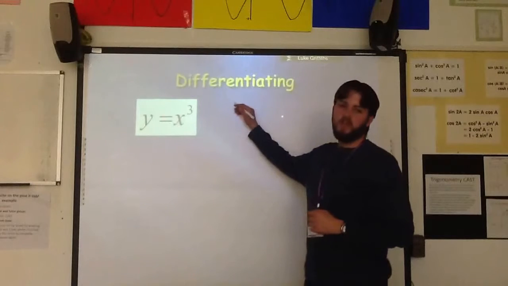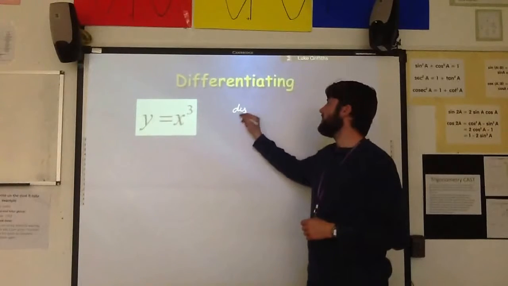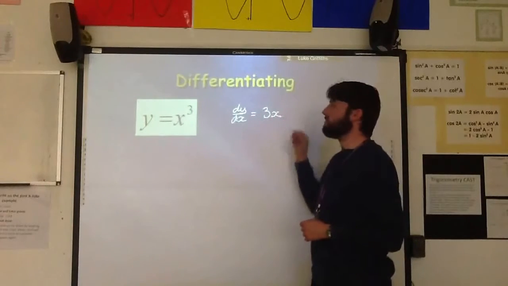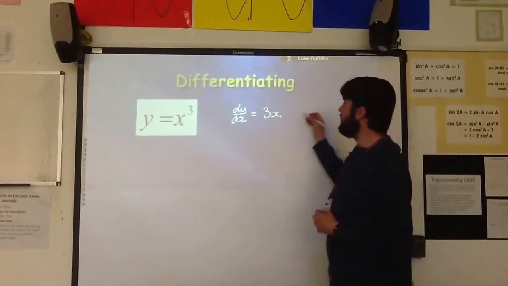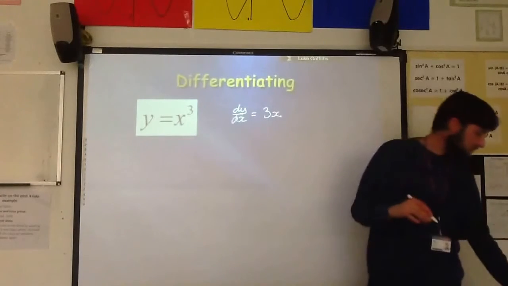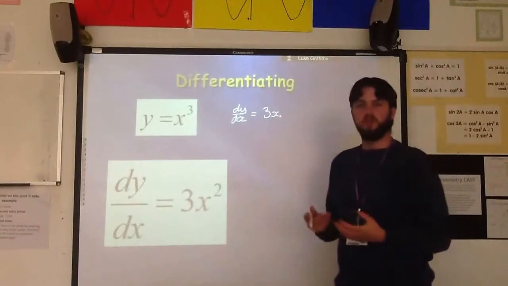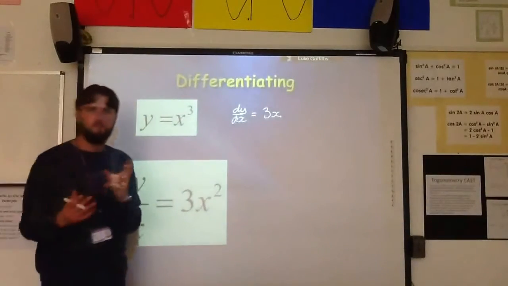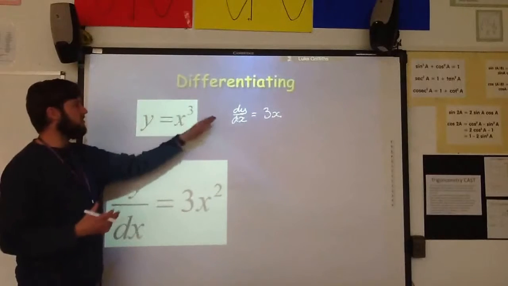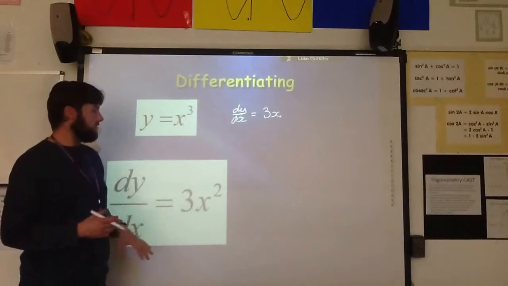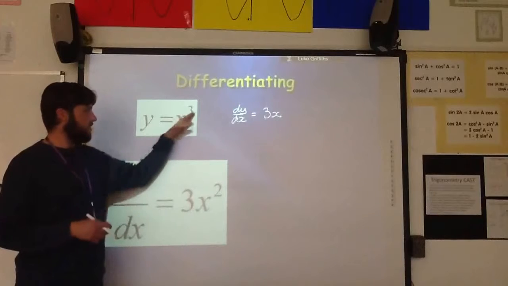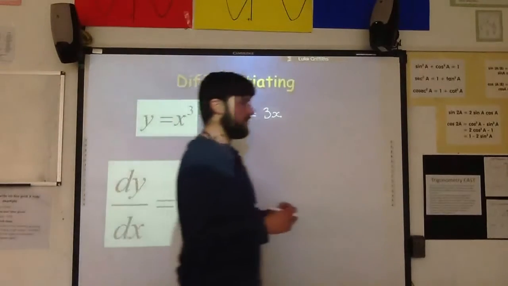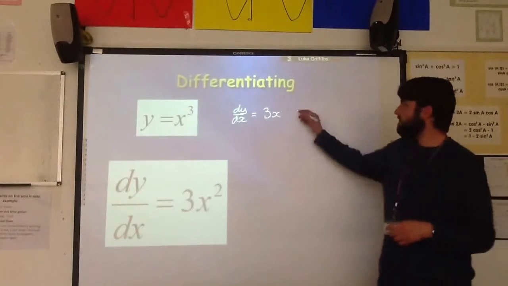Right. The guesses I tend to get at this stage are that dy/dx is equal to 3x, or the correct answer, dy/dx is equal to 3x squared. So let's just think about what we've got there. I can see logically where both of these ideas come from. This one just says, well, I'm multiplying by the power, whereas this one multiplies by the power and reduces the power by 1. So this is the correct answer. That's what we should get.